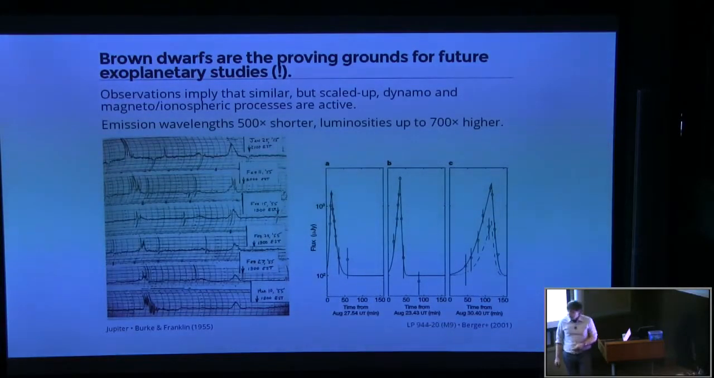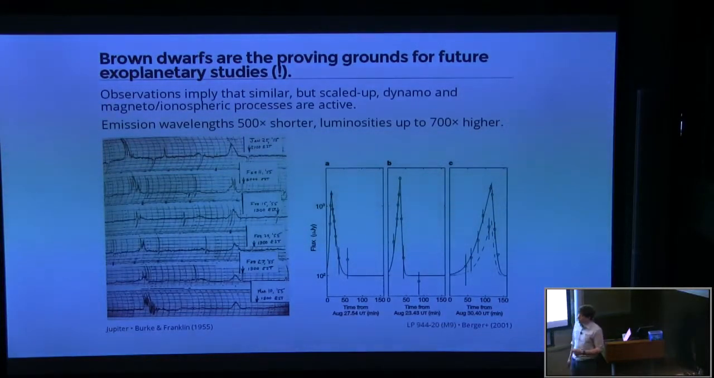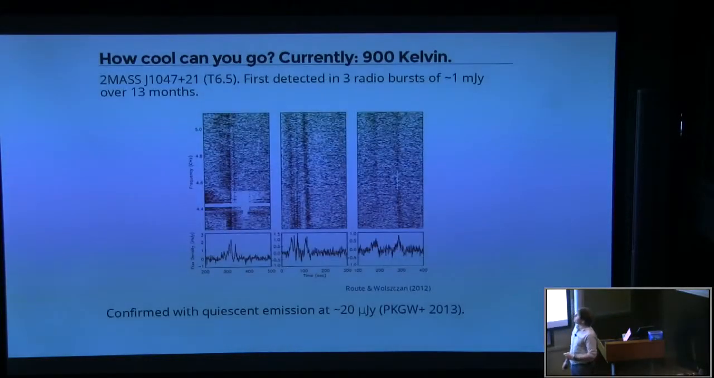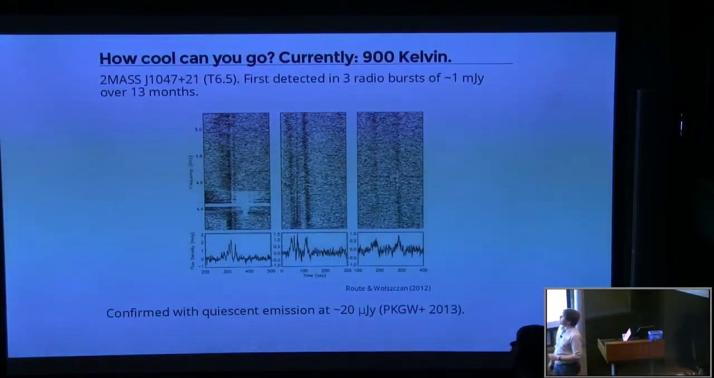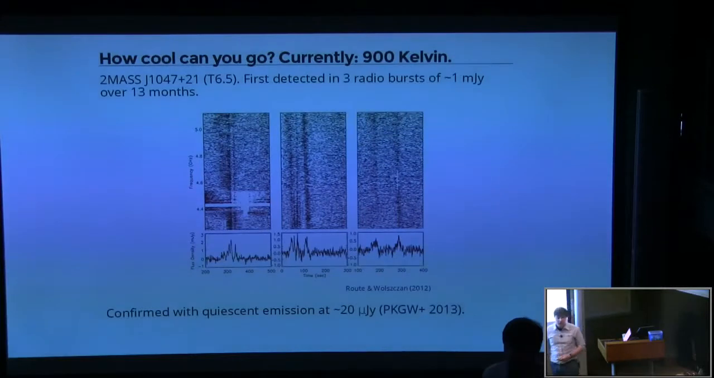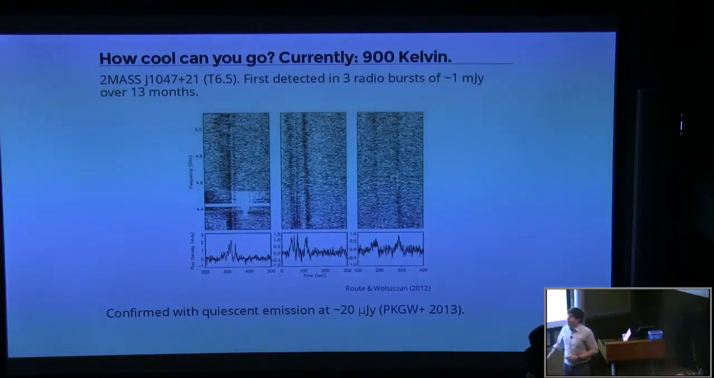That being said, while we can still observe brown dwarfs that are relatively warm and they seem to have analogous processes, we are interested in seeing how cool we can go: what the coolest brown dwarf we can detect is, how close we can get to the exoplanetary regime. The current gold standard is a T6.5 dwarf called 2MASS 1047+21. It was first detected in a survey with Arecibo, with isolated radio bursts spread out over around a dozen observations over the course of 13 months.